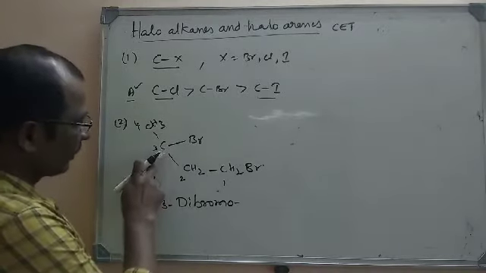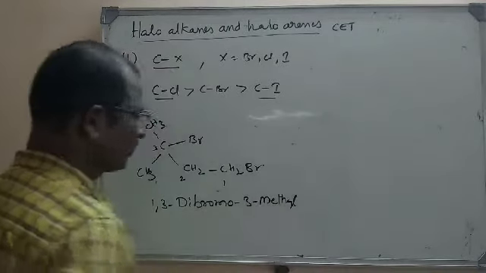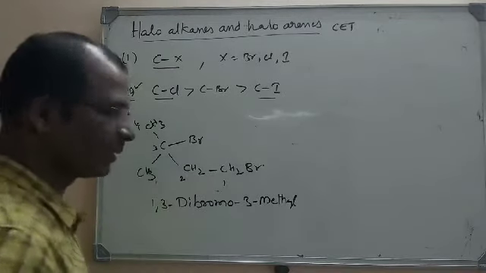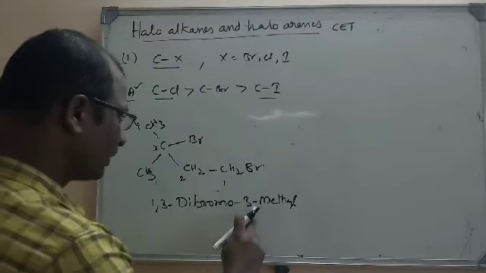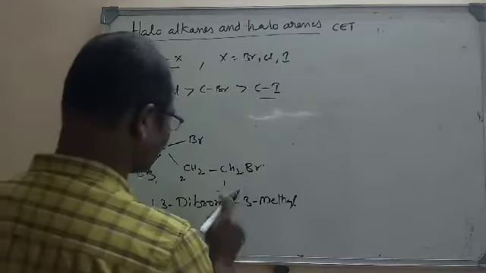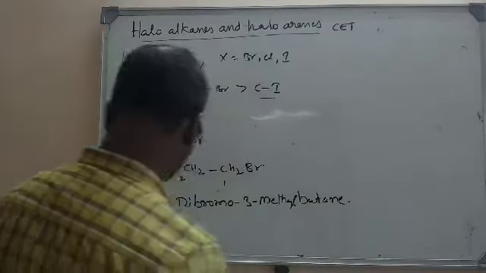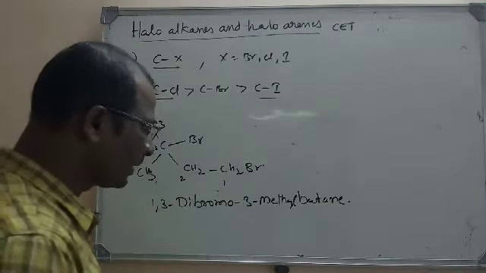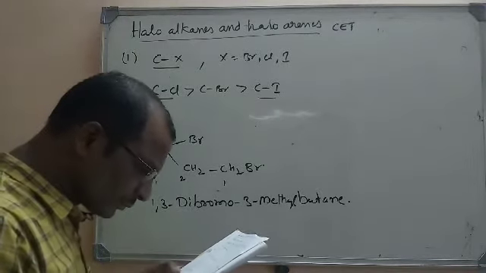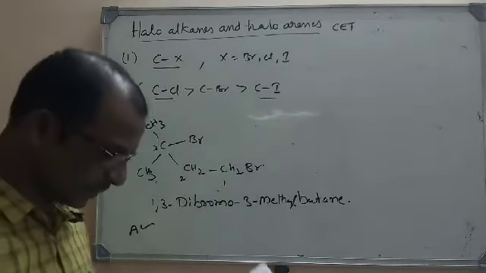And here we have a methyl group on the third carbon, so 3-methyl. The parent chain, the word root, has 1, 2, 3, 4 carbons, so it is butane. So 1,3-dibromo-3-methyl butane is the IUPAC name of the given molecule. So here the right option is A. It is A itself that is the right option.